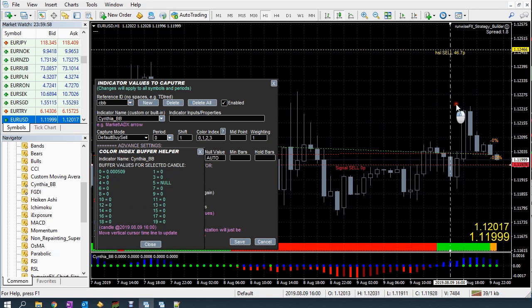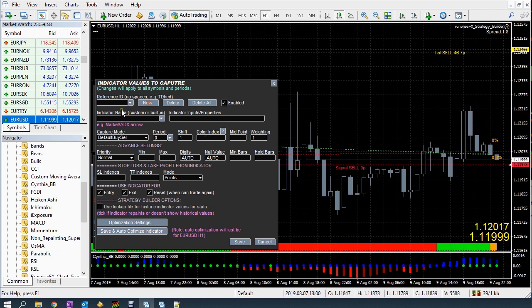Really, this number 5 is going to be 0 when we want to trade, and then null when we don't want to trade. The value used in MetaTrader for null is a very large integer number. So what we can do is specify for this colour index 5 that we could add a new instance. That's going to be CBB2.